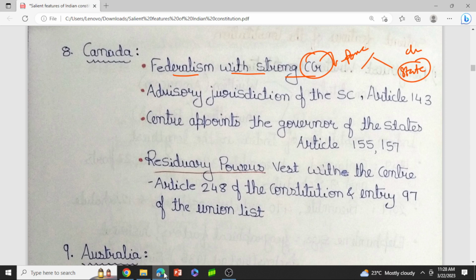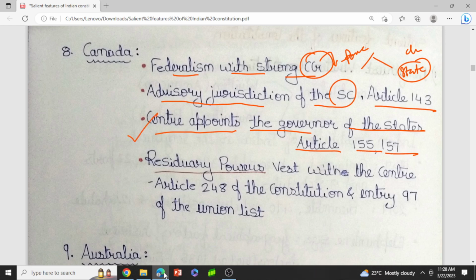Central government controls everything. Advisory judiciary of Supreme Court, Article 143. Center appoints the governor to the state, Articles 155, 157. So that is, who would be appointing the governor? The center appoints the governor. This particular appointment is taken from Canada.